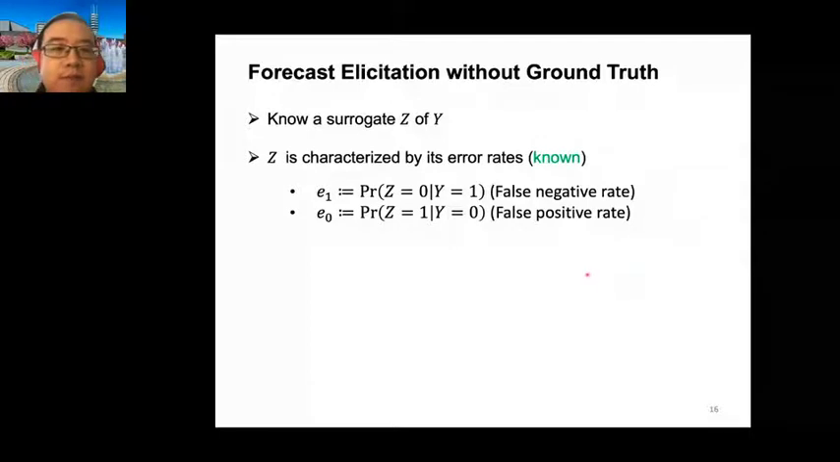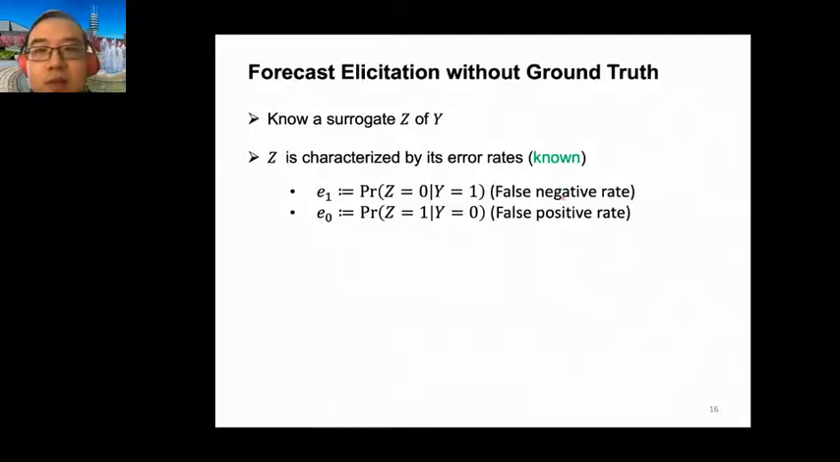Now we consider the forecasting elicitation problem without using the ground truths. We first consider a simpler setting where we can access a surrogate signal Z of ground truth Y. Z is characterized by its error rate with respect to Y, which are just these false negative rates and false positive rates. And we suppose that we know Z and the error rates.